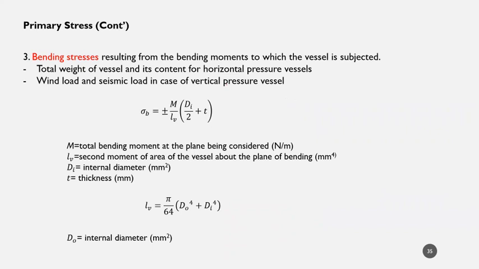Okay, next is the bending stress. A bending stress results from the bending moment to which the vessel is subjected. It includes the total weight of the vessel and its content for a horizontal pressure vessel, and wind load and seismic load in the case of a vertical pressure vessel. The equation involves the bending moment at the plane being considered. Iv is the second moment of area of the vessel about the plane, and you may use this equation to determine the second moment of area. We have also considered the internal diameter and the thickness.